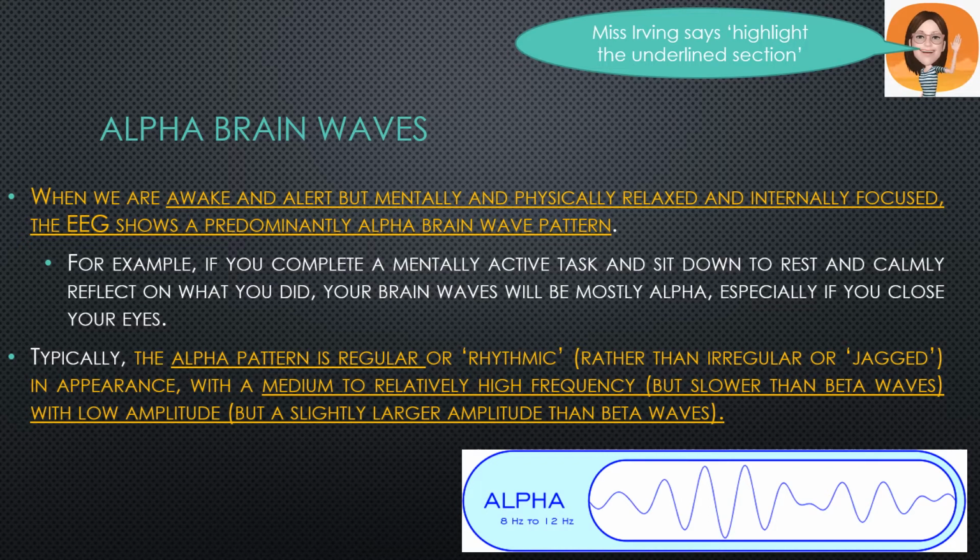So typically the alpha pattern is regular or rhythmic rather than irregular or jagged in appearance, with medium to relatively high frequency but slower than beta waves, with low amplitude but slightly larger amplitude than beta waves. So remember, amplitude is how high or low they go, but frequency is how close together they are. And you can notice from just this picture down here, right, they're very slow.